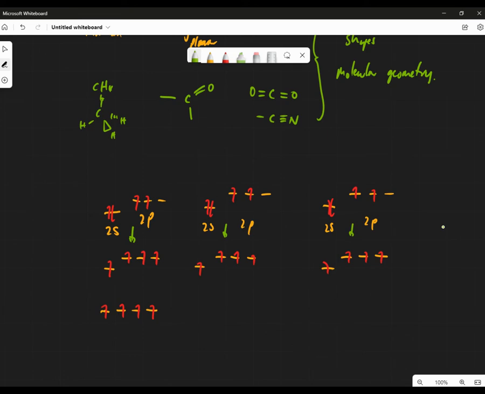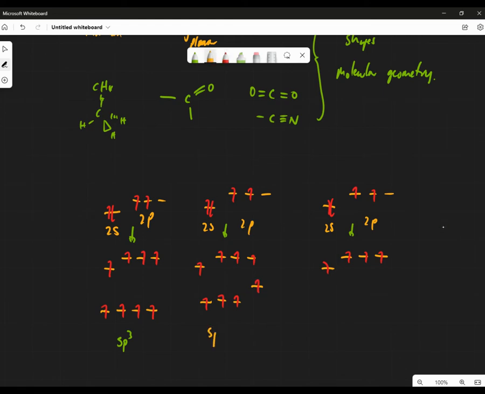In this case, the s has merged with the three p's, and we're going to get sp3 hybridization. In the second case, the s is going to merge with two p's only. So we're going to get one, two, three, and one of the p's is not going to get involved in the hybridization. So this guy here is the p.